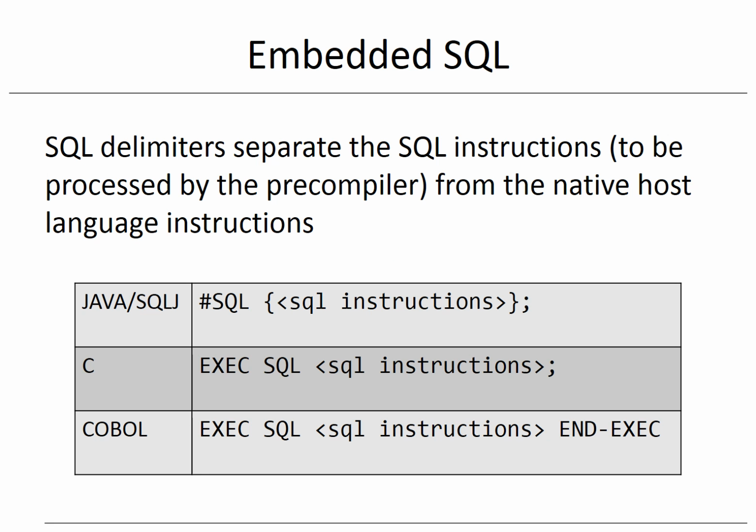SQL delimiters separate the SQL instructions to be processed by the precompiler from the native host language instructions. SQLJ statements start with a hash SQL delimiter and are terminated with a semicolon, as you can see illustrated. Note that each host language has its own SQL delimiter, as you can see here illustrated for C and COBOL.